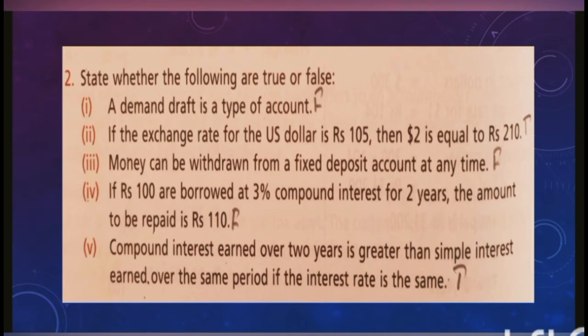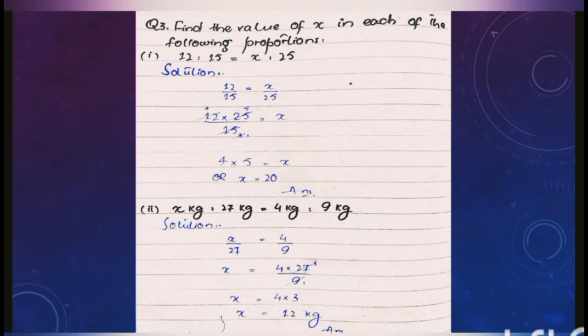Okay, now part 5 is compound interest earned over 2 years is greater than simple interest earned over the same period if the interest rate is the same. First of all, you should know that compound interest is always greater than simple interest. Okay, so this statement is true. Now question number 3 is find the value of x in each of the following proportions.